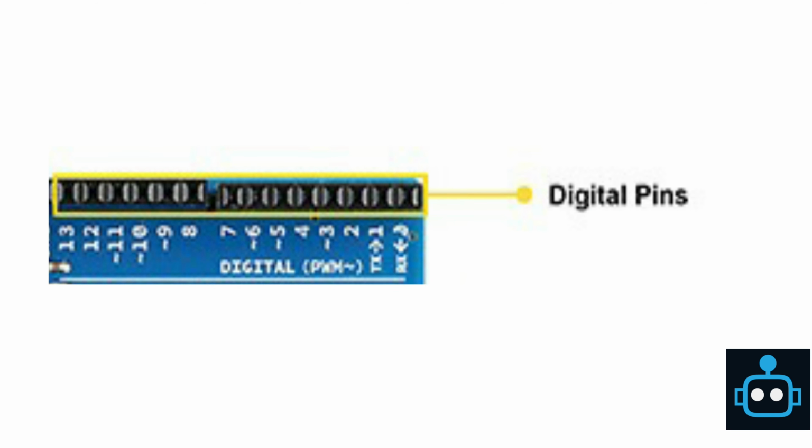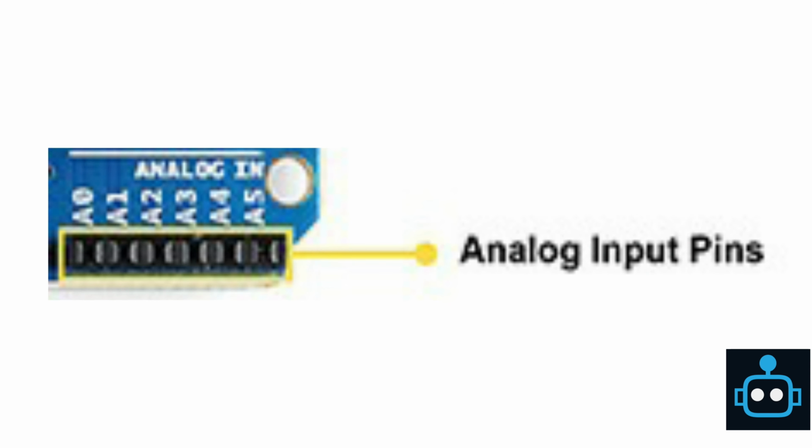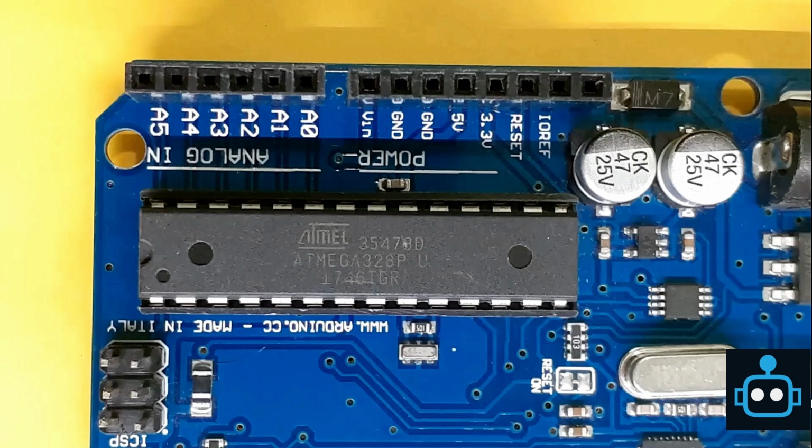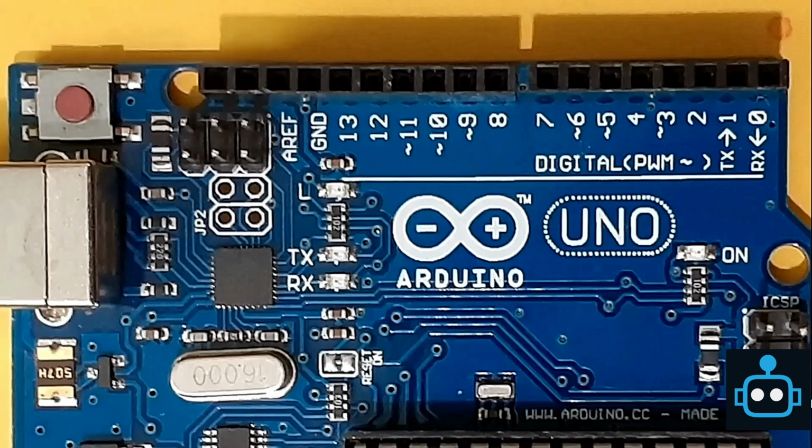Pins 2 to 13 are for digital inputs and outputs. Here we also have 6 analog pins on the board. Some pins here have special symbols beside them. These indicate the PWM pins, the pulse width modulation outputs.